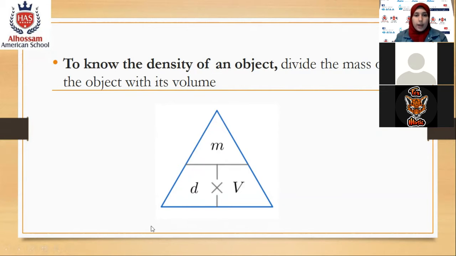I got you this triangle here. It will make it easy for you to understand the density. If I don't have the density, the answer will be mass over volume. Divide the mass over the volume and you'll get the density.